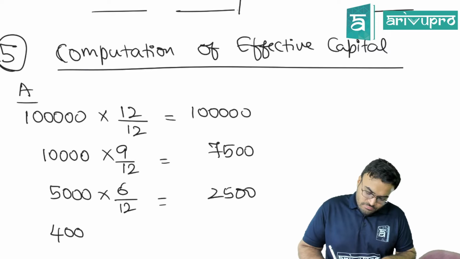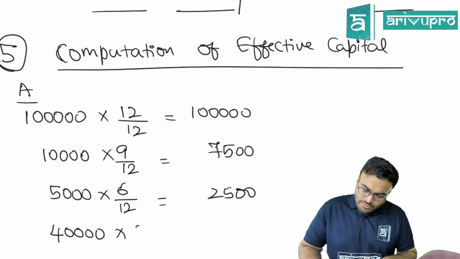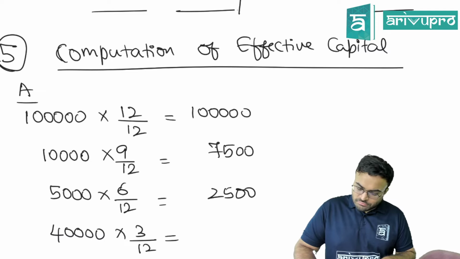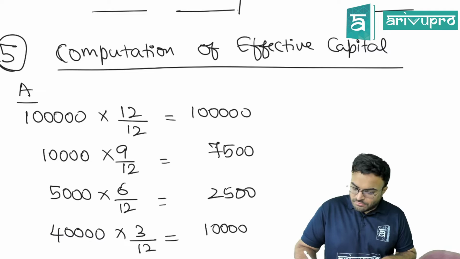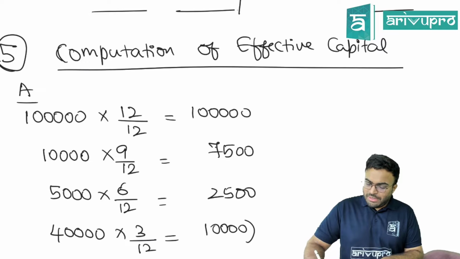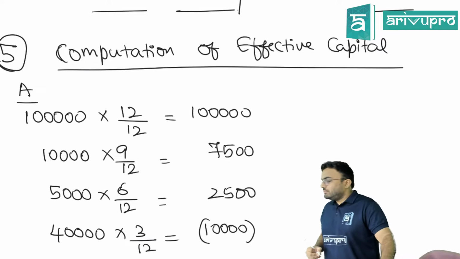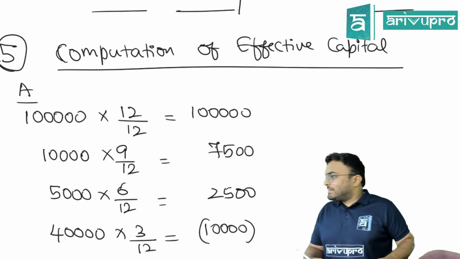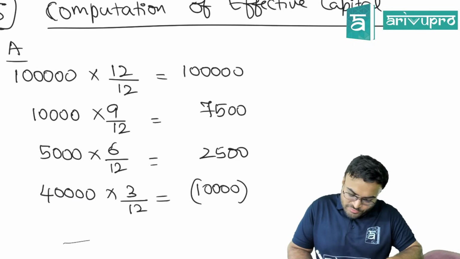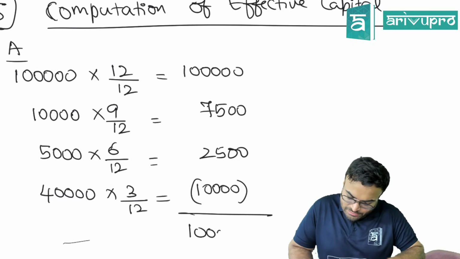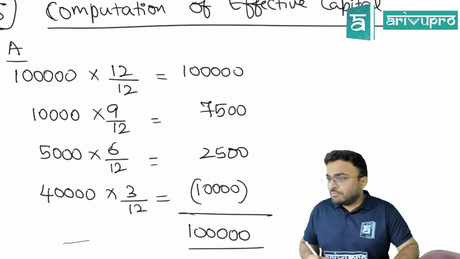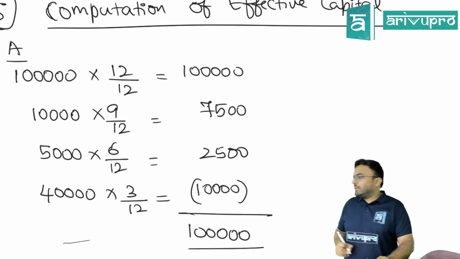40,000 into 3 by 12. That gives you minus 10,000. So now what you have at the end of the year? You have 1 lakh. You have 1 lakh. Clear?